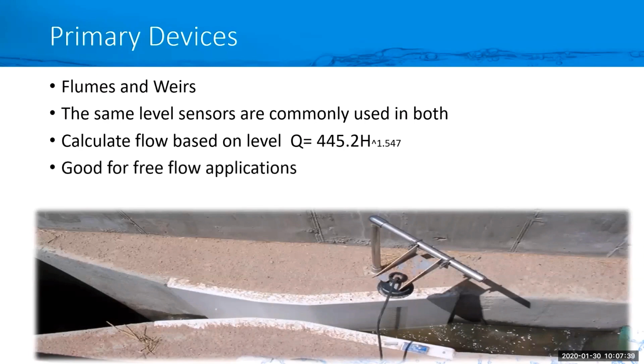So flumes are good for free flow applications because they have the assumption that the water is always going one direction, free flowing through the channel. It is unable to detect reverse flow. So in a little bit, we'll talk about other options if you do have reverse flow. And if you have reverse flow through a flume, you do have bigger problems to worry about.